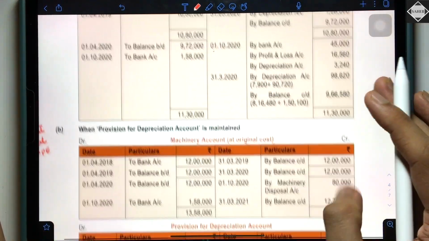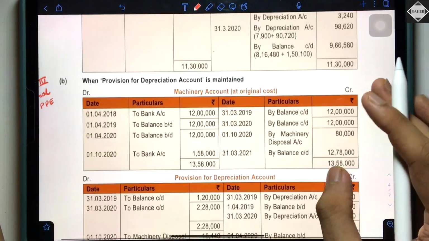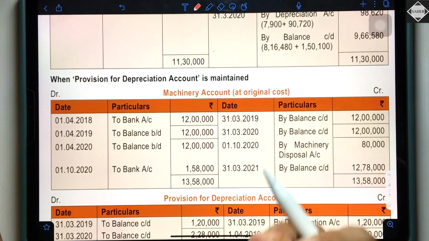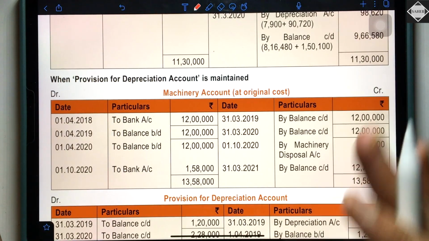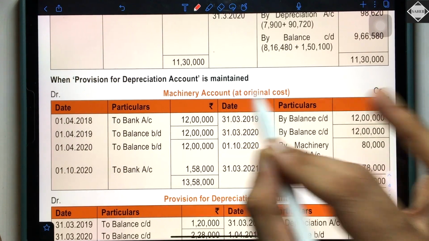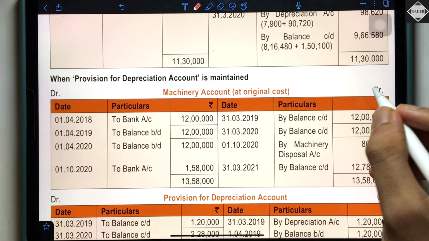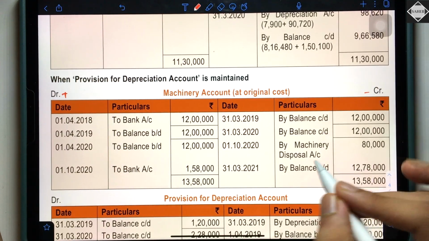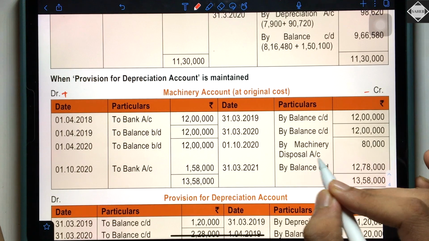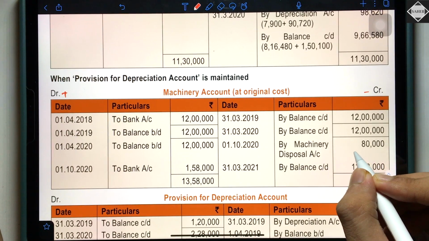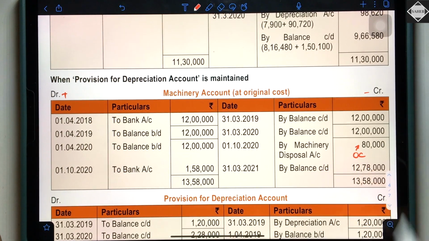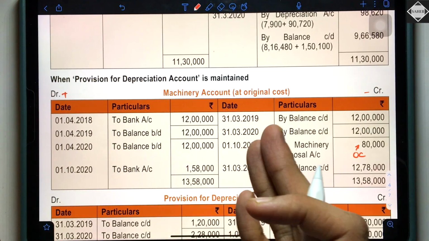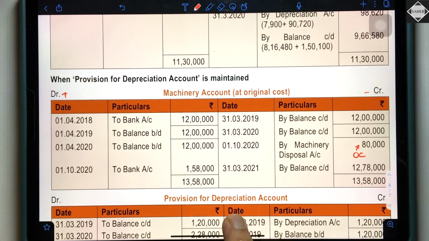Here we are maintaining asset disposal. So whenever you are maintaining asset disposal, whichever asset you have sold, just take that asset to the asset disposal. Just reduce it from the asset account. So machinery account will be decreasing. It is getting credited, because of asset disposal account, by machinery disposal account 80,000. Now what is this? You have to understand, this is original cost. This is not WDV, because the machinery account will be at original cost when you are maintaining provision for depreciation or accumulated depreciation, isn't it?